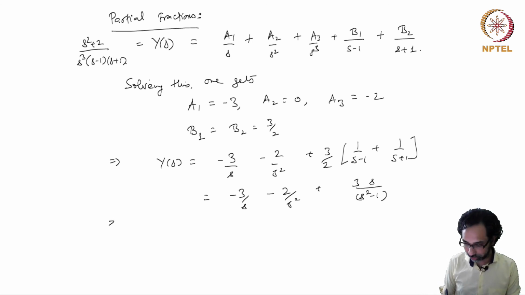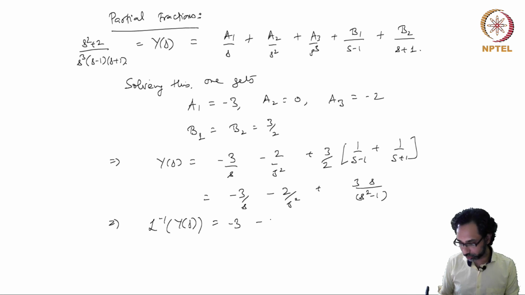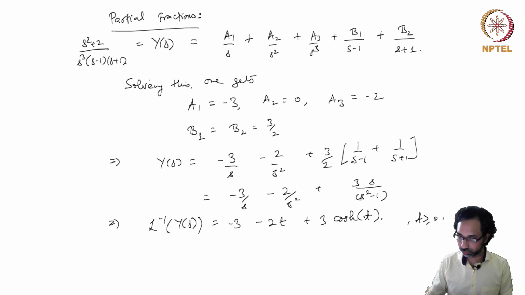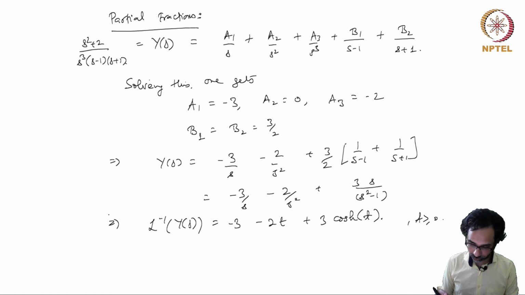So now you can invert this easily. You will get y(t) = -3 - 2t + 3 cosh(t), and this is valid for t greater than or equal to 0. One should check that this is the right answer. This gives you the solution y(t).